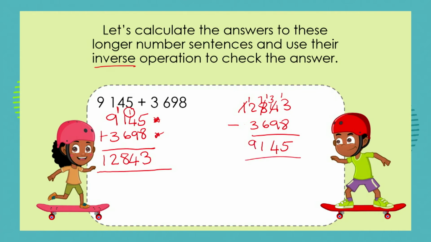So now we have a look at our actual answer. 9,145. If you come back to your question, it was 9,145, which means our answer was correct. Right, so we just used the inverse operation to check if we did the sum correctly. We changed the signs, swapped the numbers, and it gave us the initial number we began with. Let's have a look at another example.